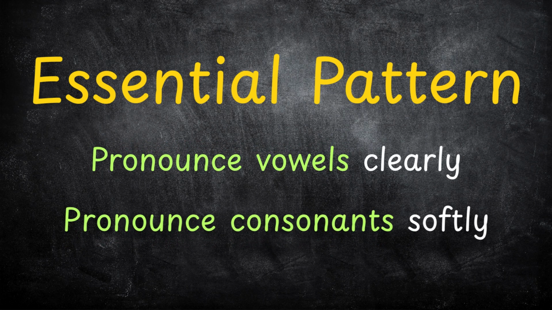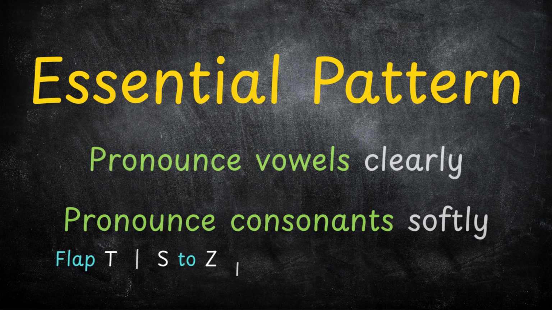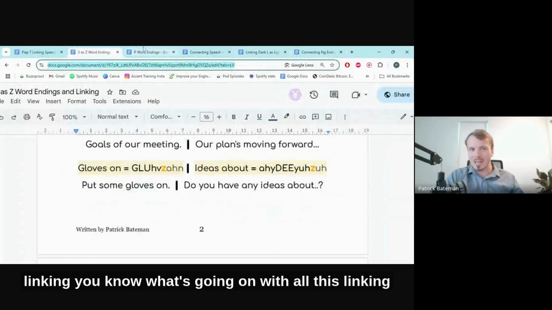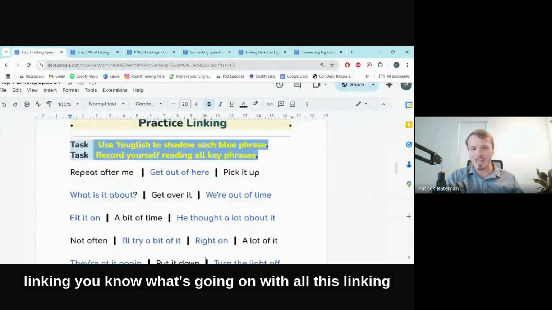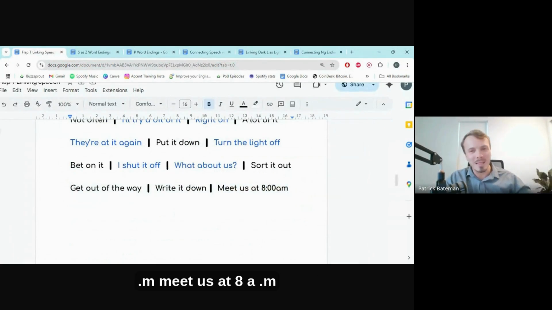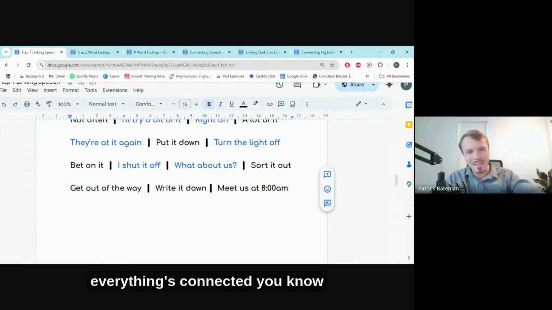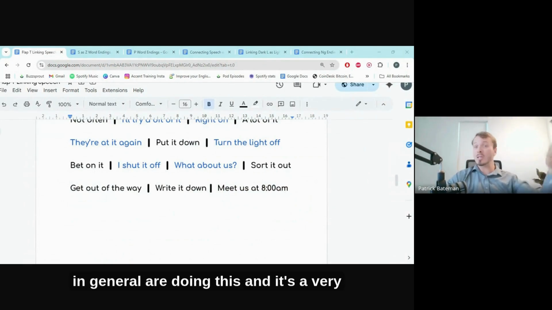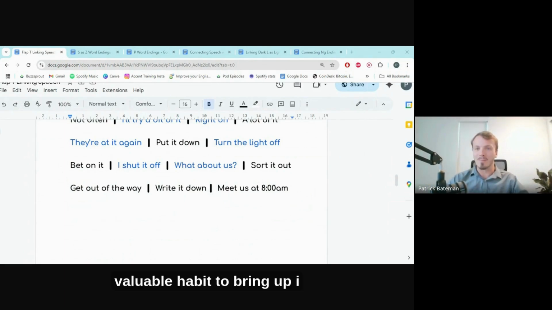It's all about one same concept, right? Just all these different angles of it. Even if it feels a little bit forced, like this is too much linking. What's going on with all this linking? I'm telling you, phrases like this, meet us at 8 a.m. Everything's connected. Americans are doing this. English speakers in general are doing this, and it's a very valuable habit to bring up.